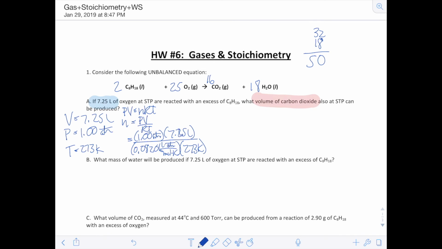Now notice that there are 16 carbon dioxide for 25 oxygen. So I'm going to use mole ratio once I plug in my numbers here. So I have 0.324 moles of oxygen. And using mole ratio, it's always moles of unknown divided by moles of known. So 16 moles of carbon dioxide divided by 25 moles of O2.